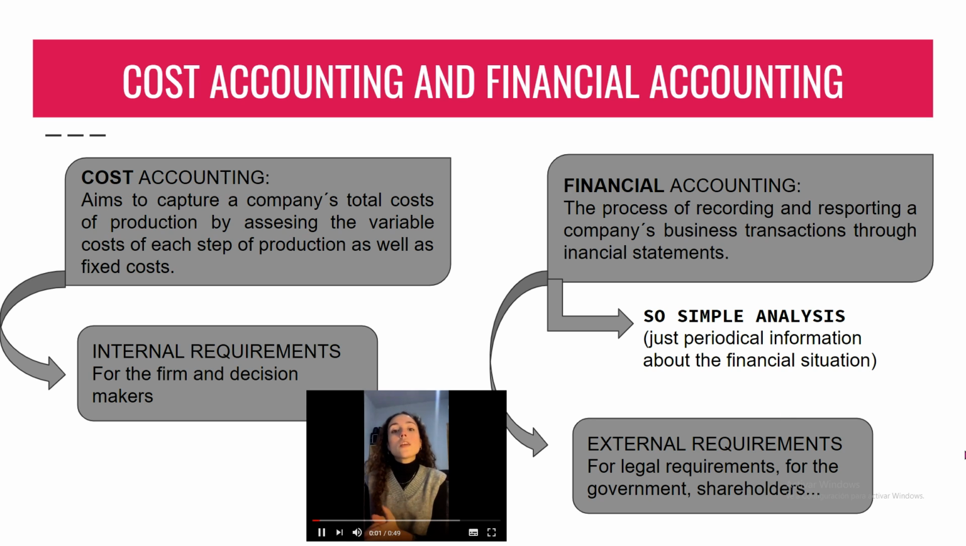Now we are going to see the difference between financial accounting and cost accounting. Financial accounting is the process of preparing reports about business operations that help managers to make short-term and long-term decisions. It helps a business to achieve its goals by analyzing, reporting, and interpreting the information to managers.